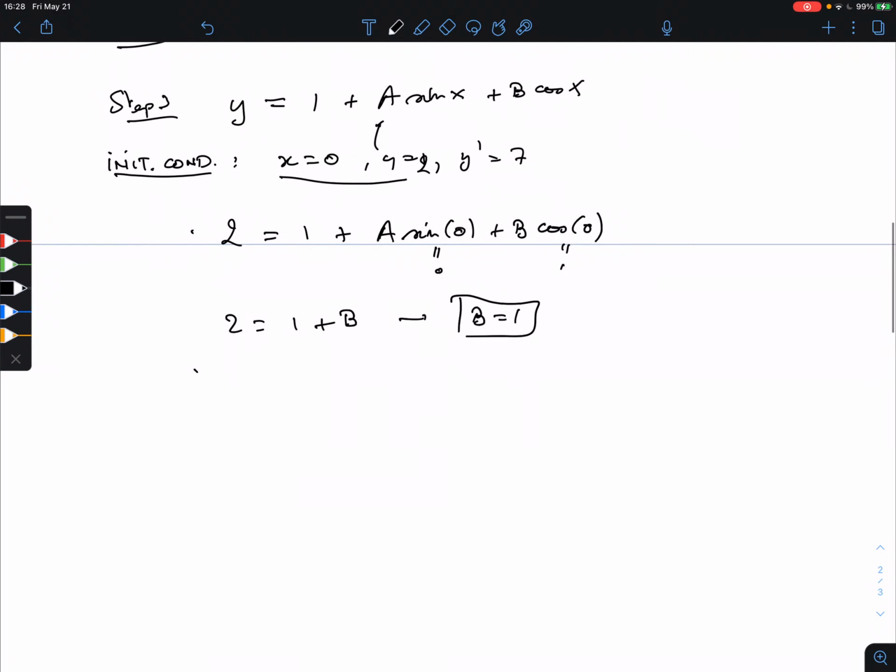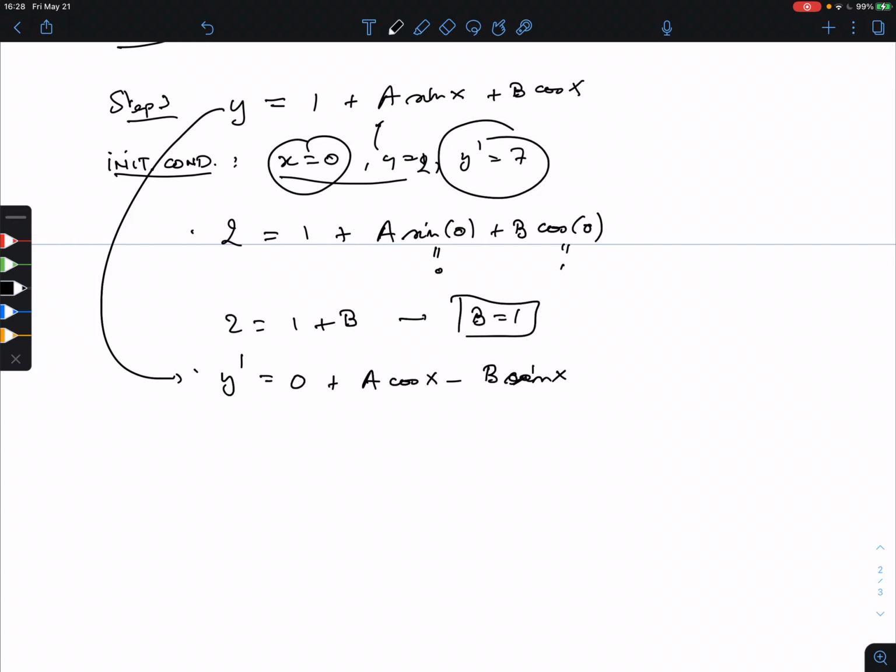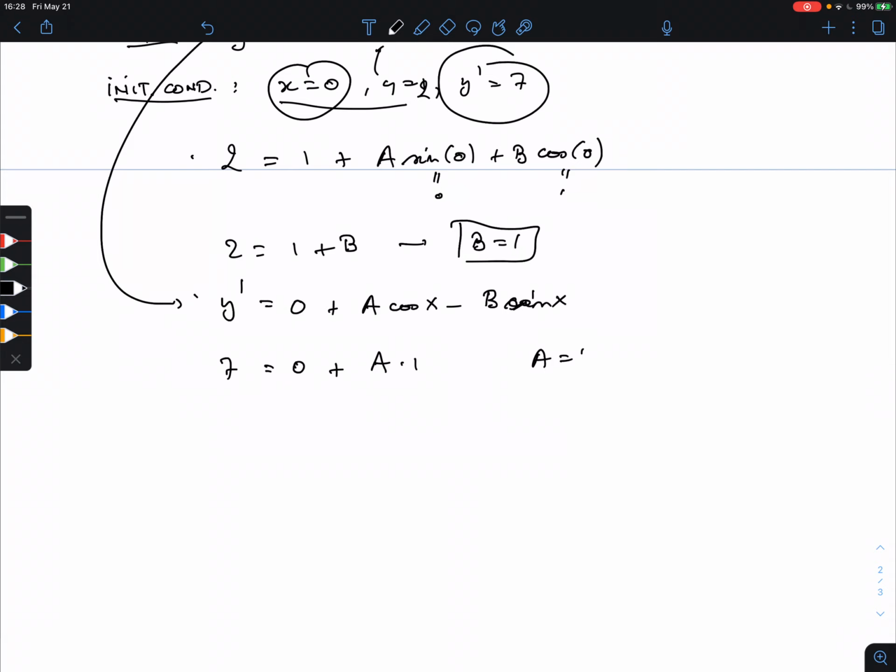Now, to find a, we're going to have to find the derivative of y. So we calculate y prime. We do this using the equation that we have. The derivative of 1 is 0. The derivative of a sine x is a cosine x. And that is minus b sine x. So if I plug in now these two, I see that 7 equals 0 plus a times cosine 0, that's 1, minus b times 0 is 0, right? So we see that a is 7.